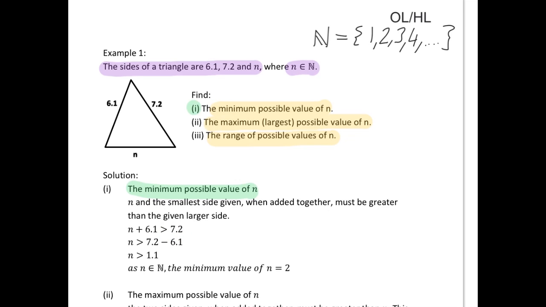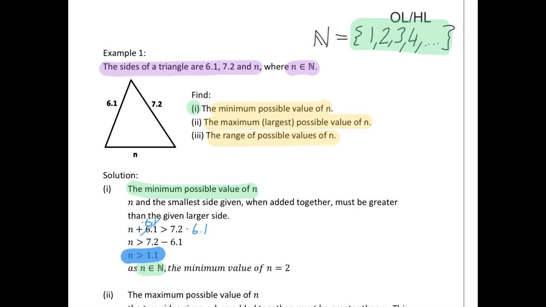If we subtract 6.1 from both sides, we end up getting just n on the left must be bigger than 7.2 minus 6.1, so n has to be bigger than 1.1. But I said it was important at the beginning, n is a natural number. So n has to be one of these numbers up here, 1, 2, 3, 4, 5, and so on. So we can't actually have n being equal to 1.1 because that's a decimal, it's not a natural number.